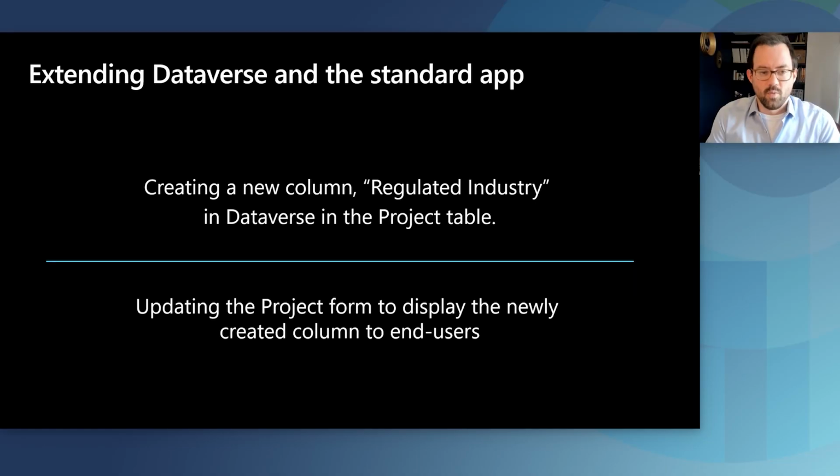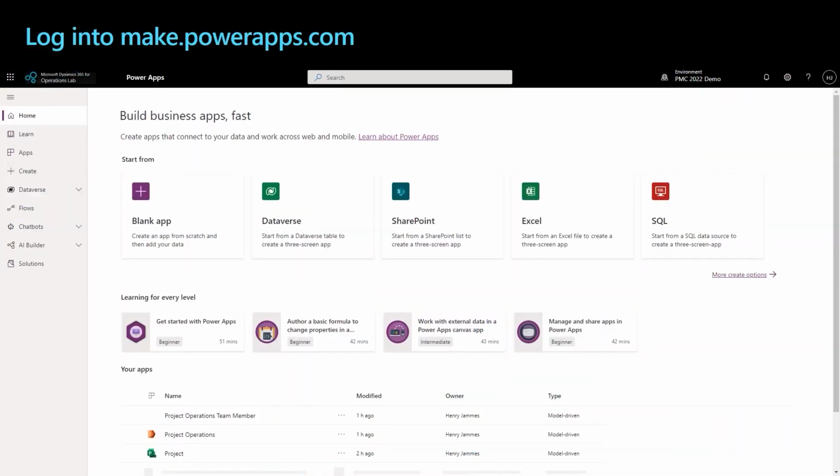So we'll start by creating a new column called Regulated Industry in Dataverse in the project table. And then we'll be updating the project form so that the newly created column is displayed and available to end users. Let's go through these steps together. So first, you will want to log into what we call the Maker portal on make.powerapps.com. This is where you do all your customizations.